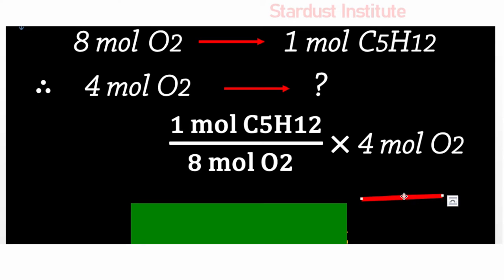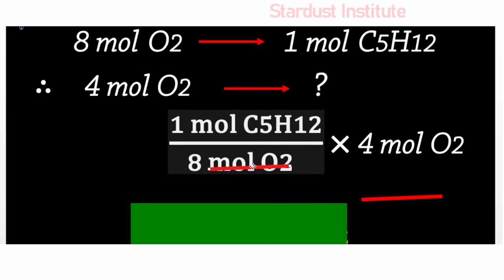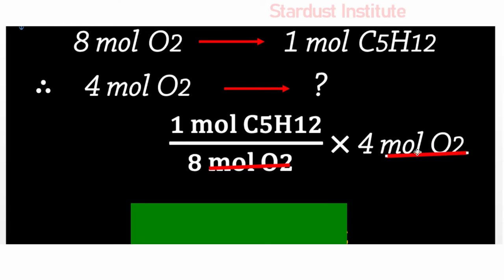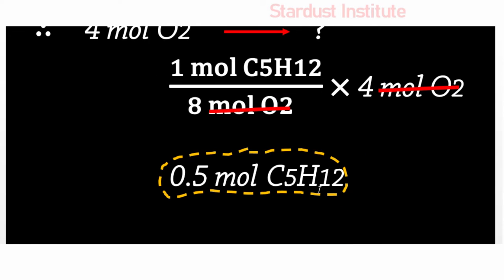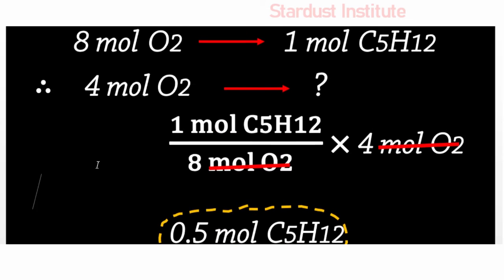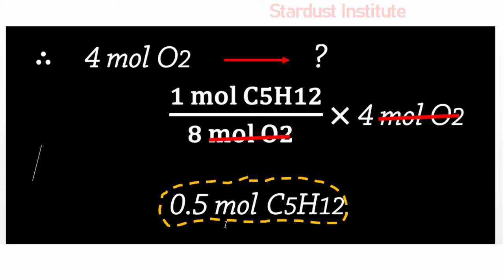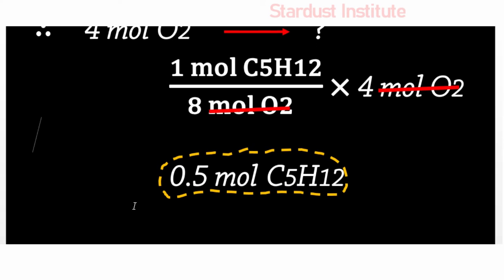We can cancel out mole O2, then we get 0.5 moles of pentane. To react with 4 moles of oxygen, 0.5 moles of pentane are required. This is not our main answer.